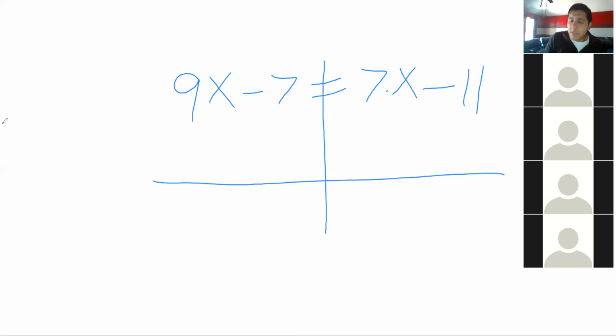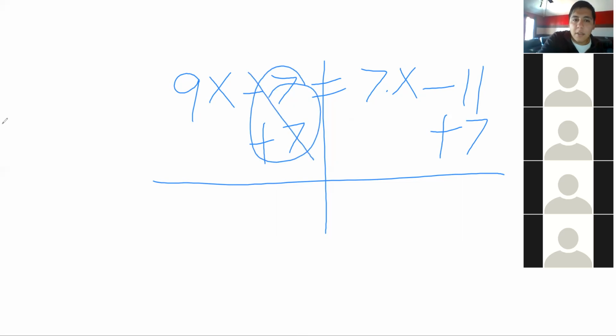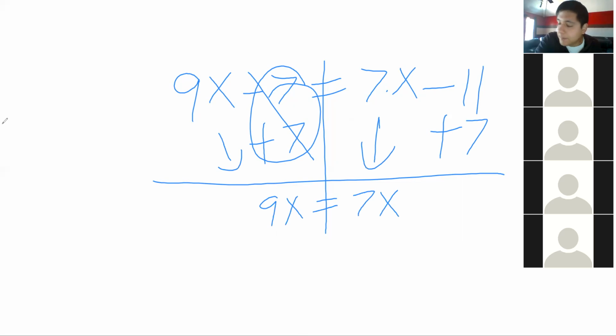So what do we want to do first? Plus 7. Plus 7, okay, we can do that. So we can add 7 on both sides. That means that we are going to cancel that out. 9x goes down, 7x goes down. And then what's negative 11 plus 7? Negative 4. Negative 4, that's right.